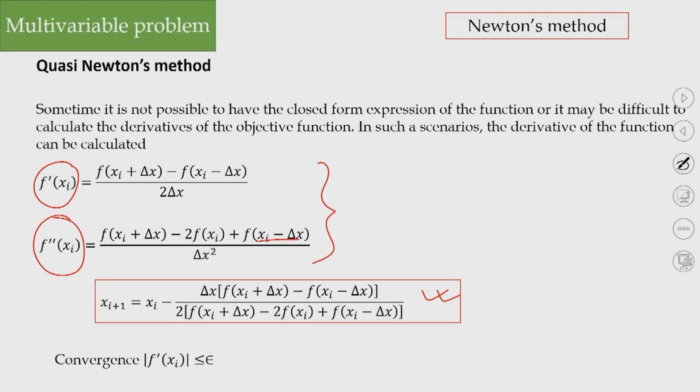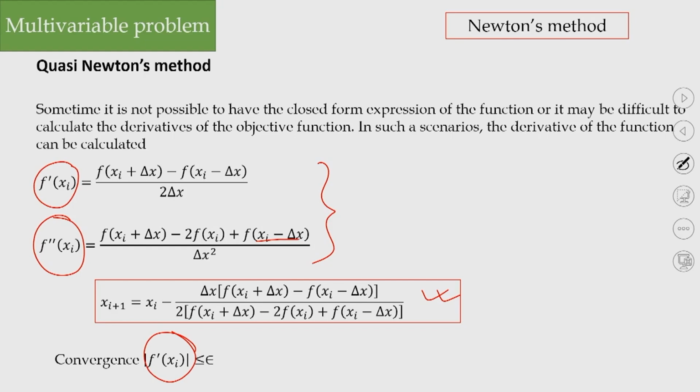Again I can check the convergence. As I said, I will calculate the derivative value, and if this derivative value is sufficiently small, I can stop my iteration and say that I got the optimal solution of this particular problem. Now let me explain how we got this first derivative.